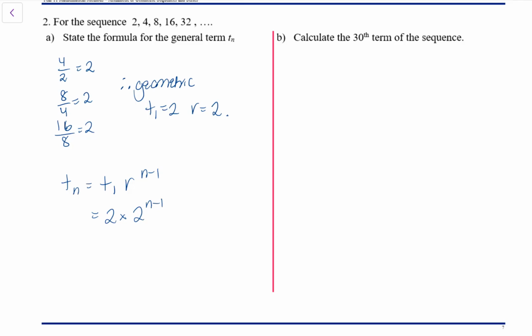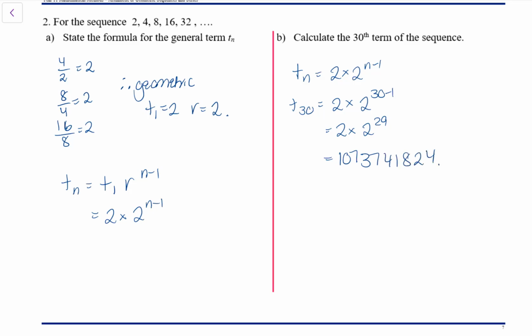Calculate the 30th term. So T of n is 2 times 2 to the n minus 1. T of 30 is going to be 2 times 2 to the 30 minus 1, which is 2 times 2 to the 29. Go to your calculators. 2 times 2 to the power of 29, and it is a huge number. Okay, so that's your 30th term.